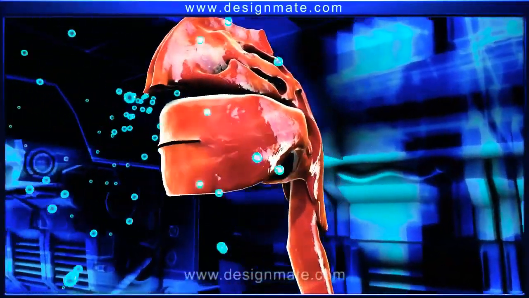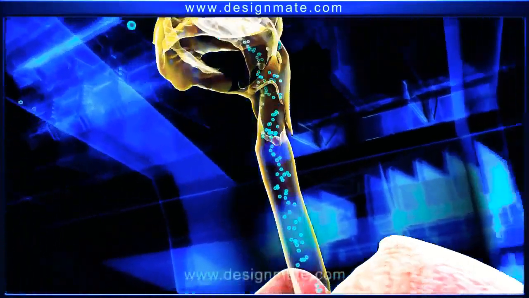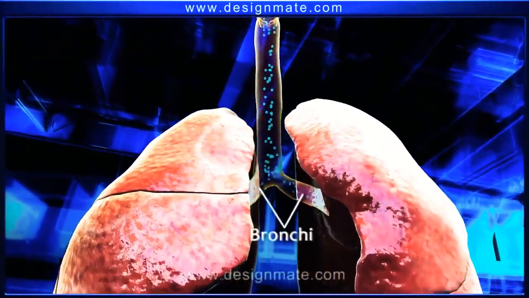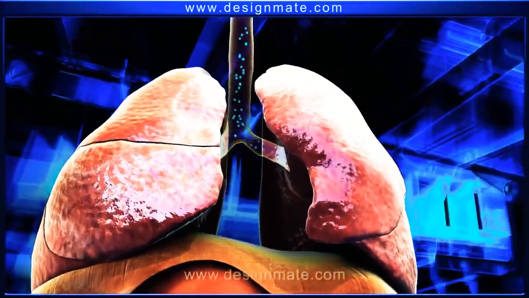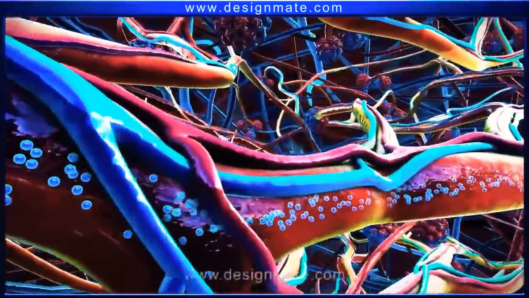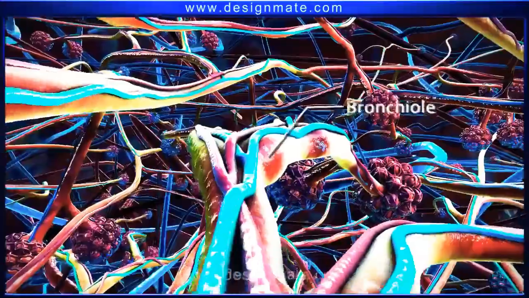As we breathe, the oxygen molecules enter the nostrils and travel downwards through the pharynx and trachea to finally reach the bronchi. From each bronchus, oxygen travels into the lungs. Within the lungs, the bronchus divides repeatedly to form bronchioles.